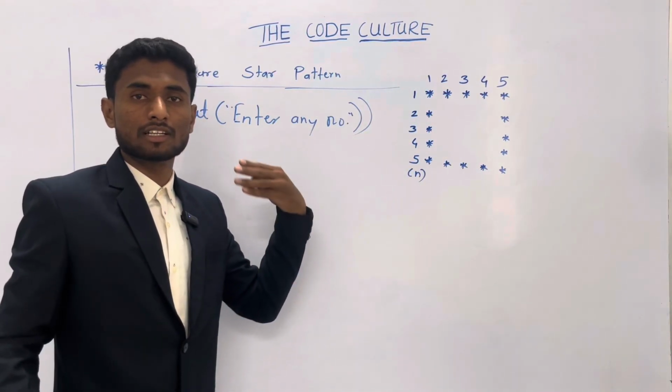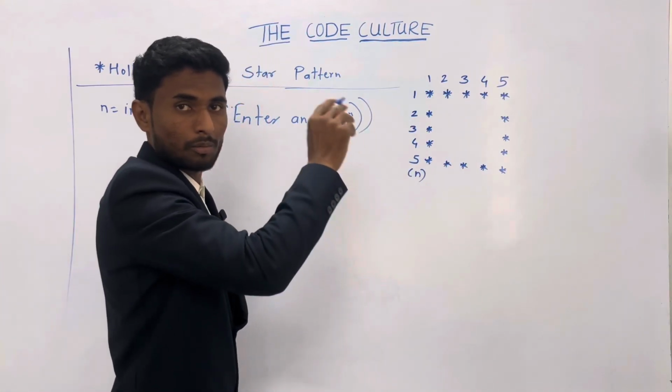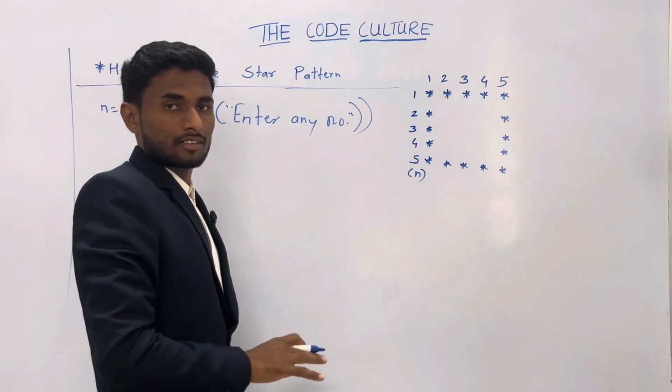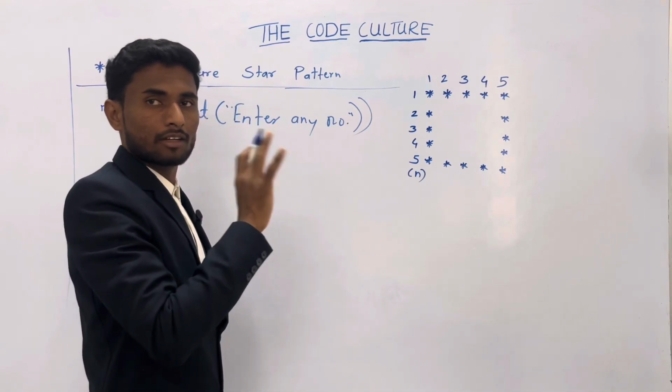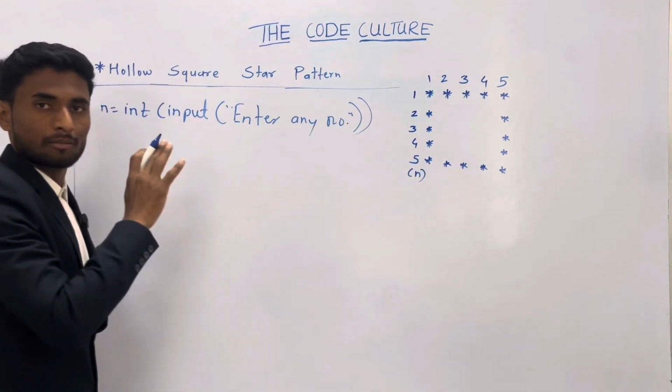अगर n का वैल्यू अगर 10 रहेगा तो we'll get 10 rows 10 columns. Okay, hollow square of 10 rows and 10 columns. अगर n का वैल्यू 8 रहेगा तो we'll get hollow square of 8 rows and 8 columns. Okay, now so always remember first for loop is always for number of rows.